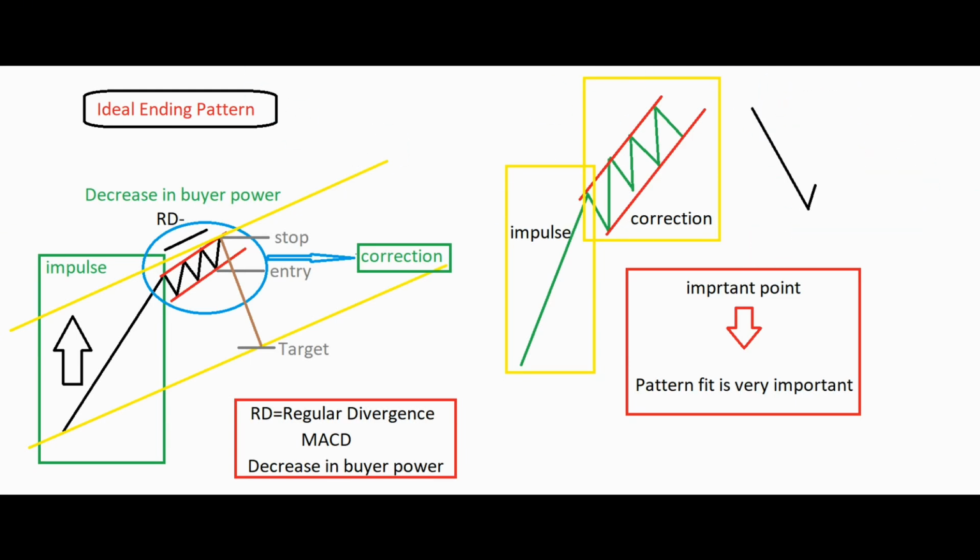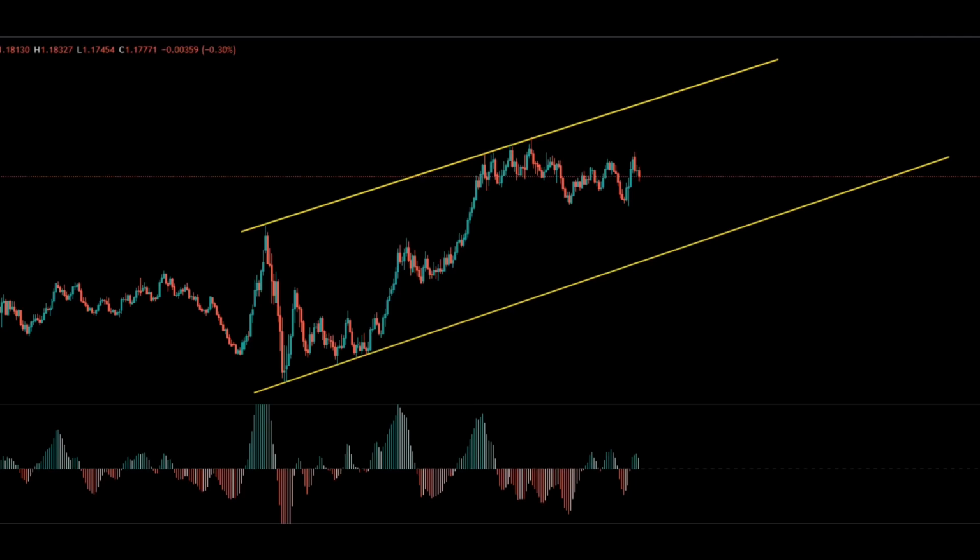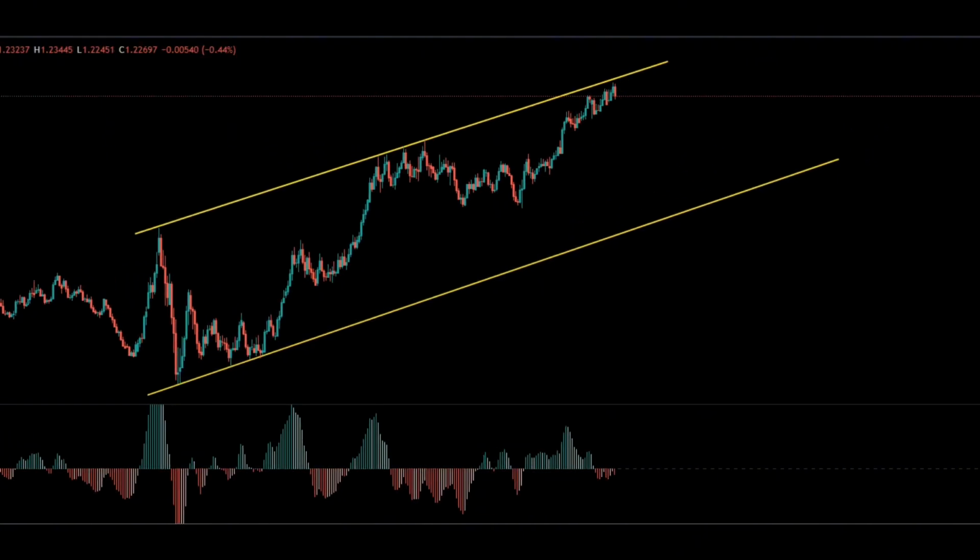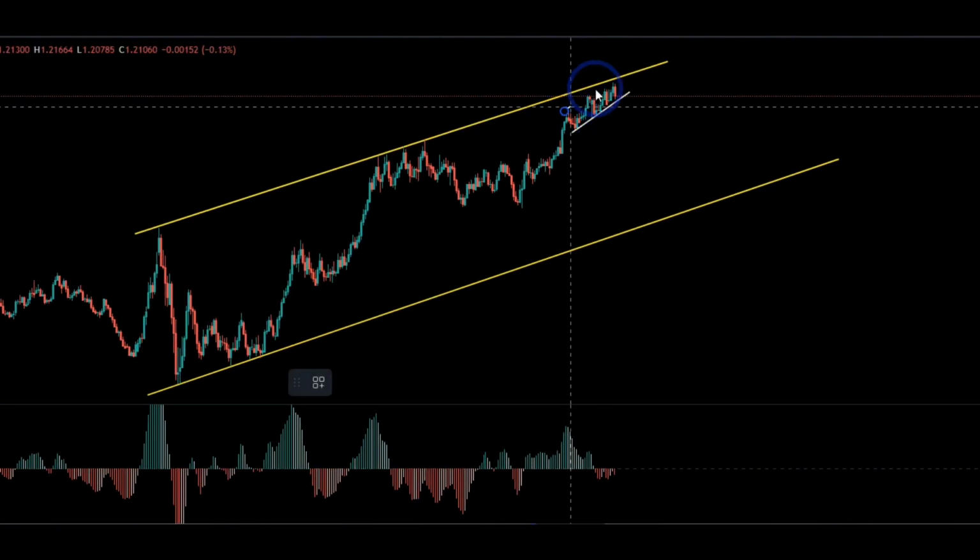Additionally, in these patterns, we typically see a regular divergence in the MACD indicator, indicating a decrease in trend strength. In the future, I will be posting a full tutorial on how to use the MACD indicator and understand its signals on my channel. As you can see, we have identified a bullish channel with price moving upwards.